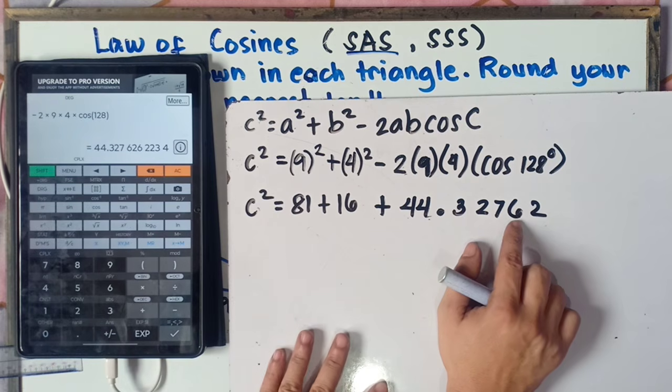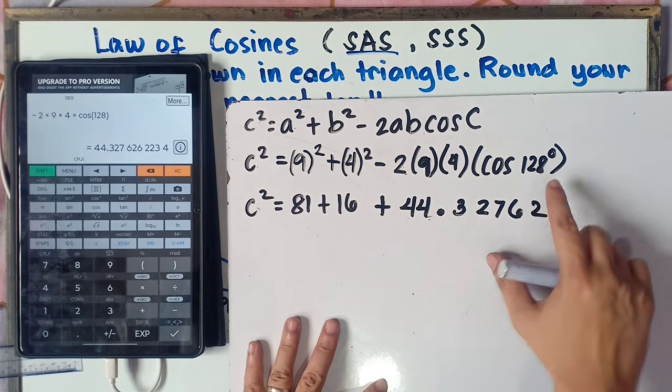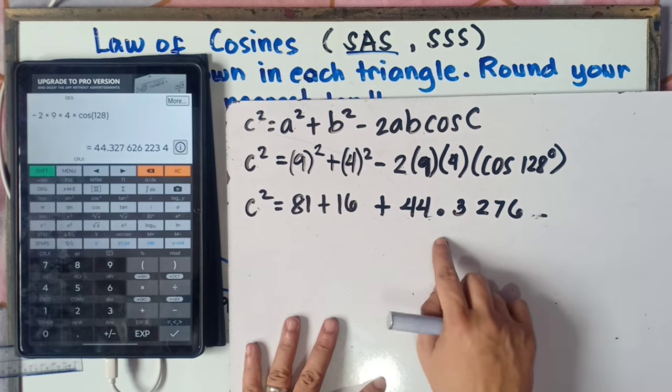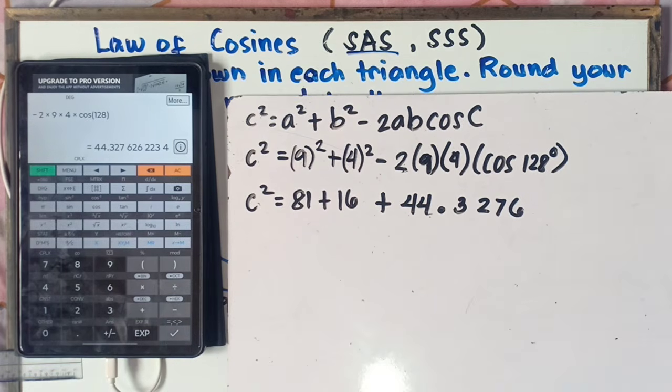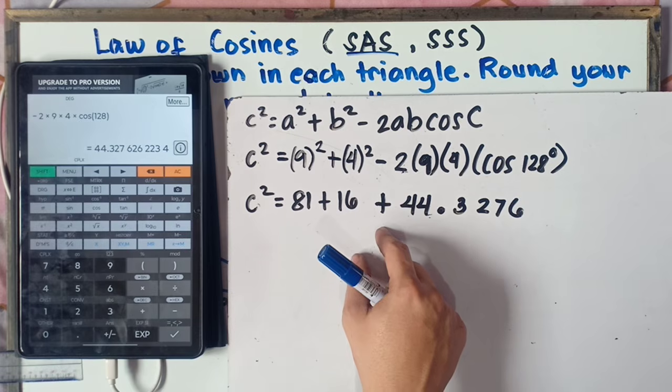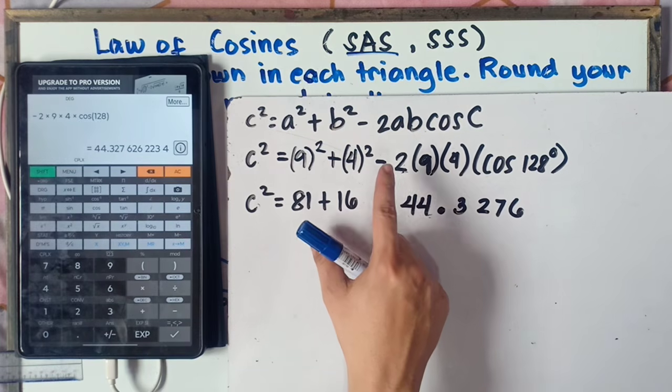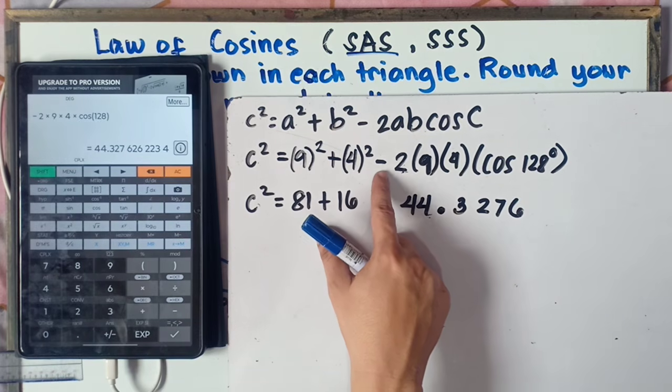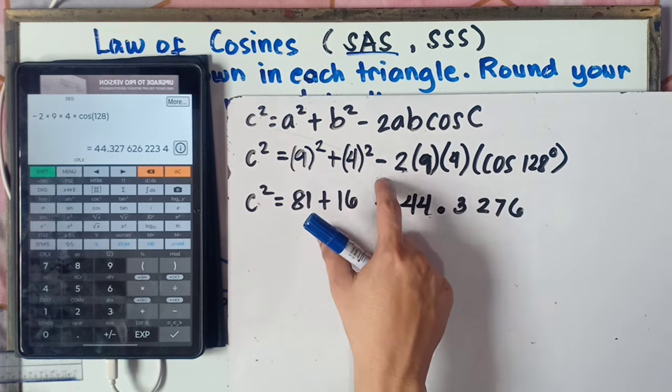44.32762. So after 6, that would be 2. Simply copy 6. That would be 32.3276. Now you'll be asking a question, class: sir, why is it positive? On the top part we have negative, and we know that negative multiplied by positive. The answer, sir, it's always negative.